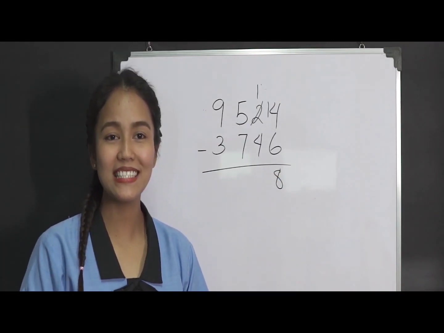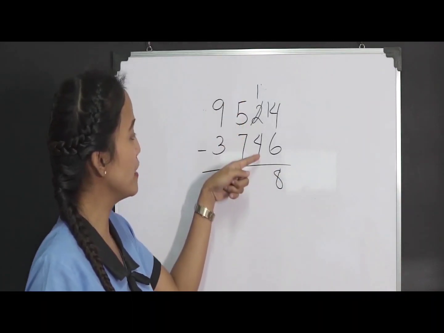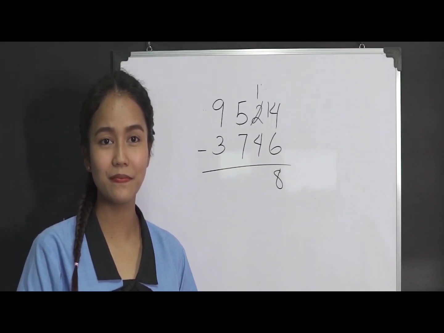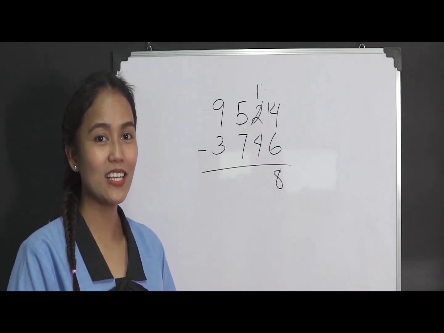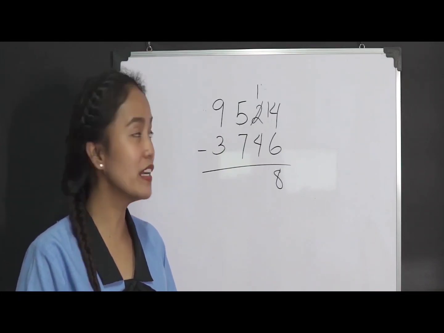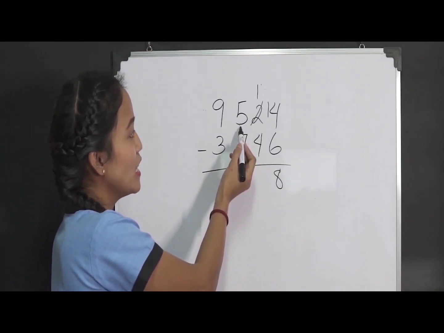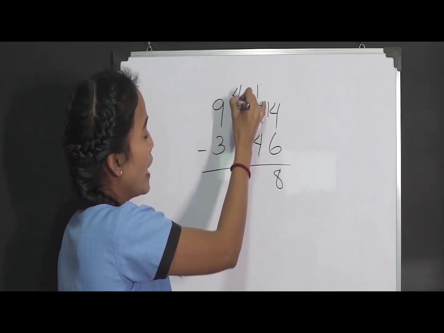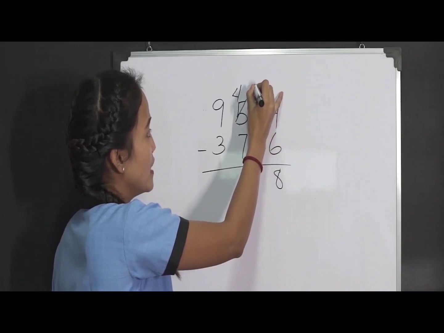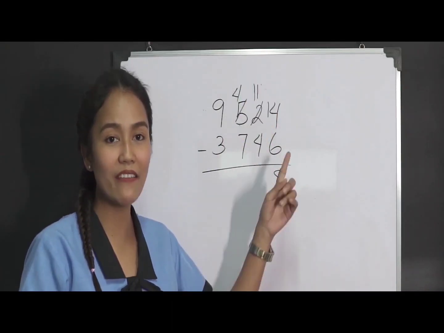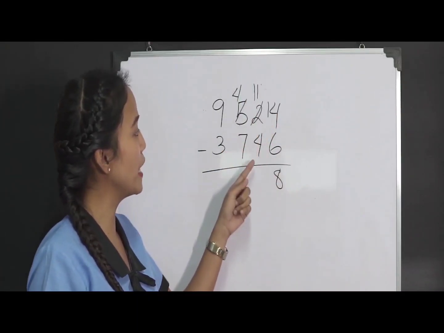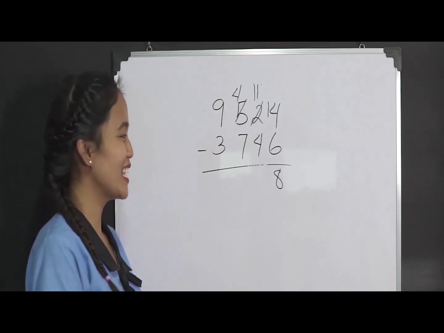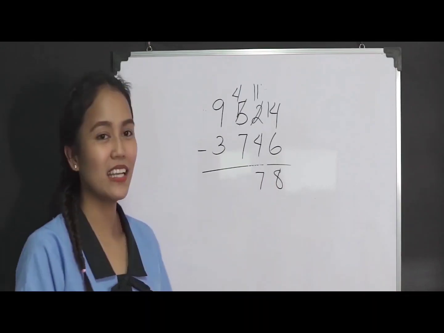Next, subtract the tens place. 1 minus 4. Can we subtract 4 from 1? No, we cannot. So, again, we need to regroup 100 into 10 tens. So, 5 will become 4 and write 1 beside 1. So, now we have 11 tens. 11 minus 4 is equal to? Yes, it is equal to 7.